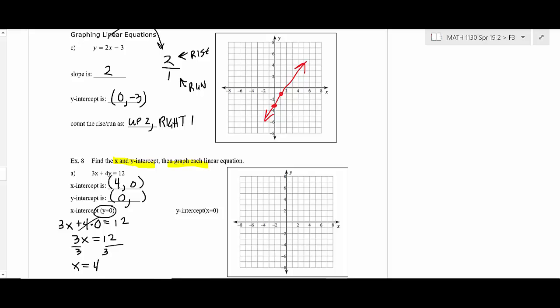I'll show you how you can do this in your head, too, because a lot of times if it's in general form, it's pretty easy to do. Okay, the y-intercept, you do the same thing. You just set the x value equal to 0, and then you solve that equation. So that would give 4y equals 12. Divide by 4, so you're going to get y equals 3. Then all you do is plot those 2 points, connect the dots, and then you got your line.